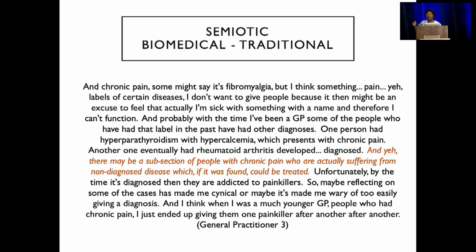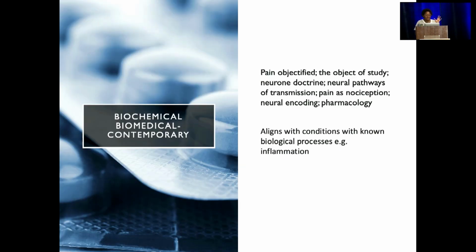I have a whole quote here, but I'm only going to read a section of it. This is from a general practitioner, or a primary care physician, or whatever word you use in your different places. This person talks about fibromyalgia, like we heard about earlier today, and they're not buying it: "Fibromyalgia, I just can't, I'm not getting my head around it." And goes on to say, "Yeah, there may be a subsection of people with chronic pain who are actually suffering from non-diagnosed disease, which, if it was found, could be treated." So this person is holding quite strongly to the idea that, even in the absence of demonstrable tissue pathology, if I look hard enough, these people have been misdiagnosed. What we're seeing there is a very traditional model.